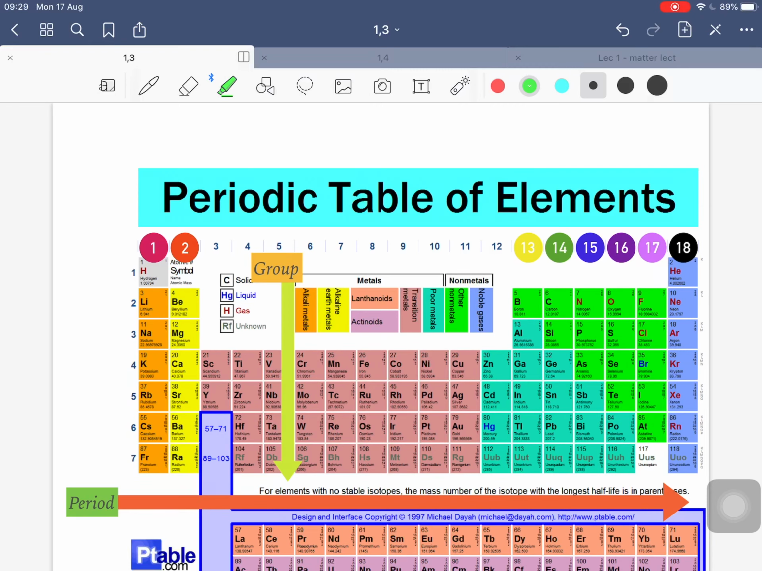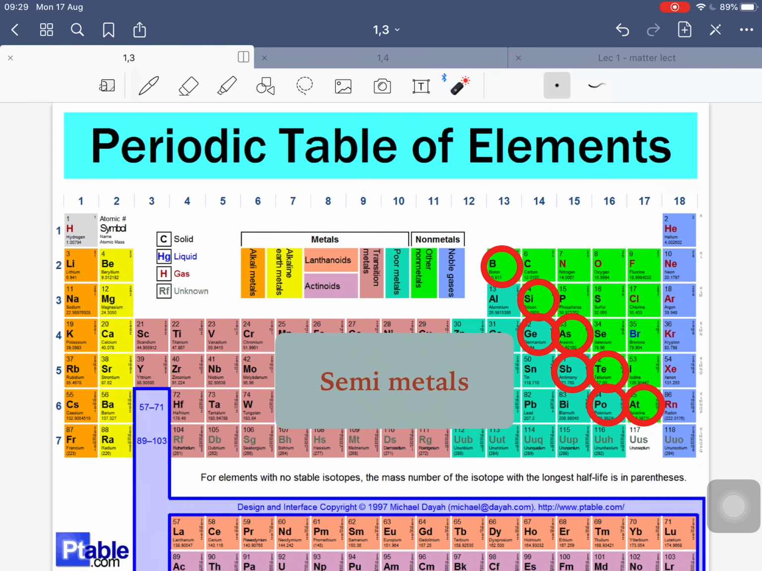Now this is the periodic table of elements, this is the shape of how the periodic table looks. As I said, there are 18 groups. So group 1, let me just point it out: group 1, 2, 3, 4 until 12, and then we're going to focus again on groups 13, 14, 15, 16, 17, and 18. And for periods, there are period 1, 2, 3, 4 until period 7.